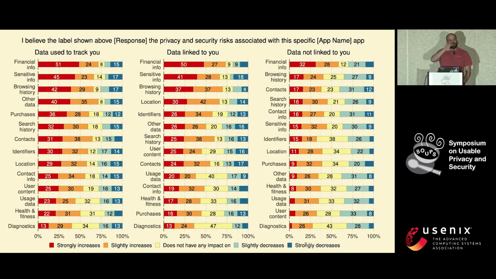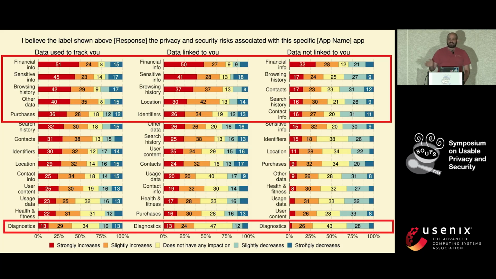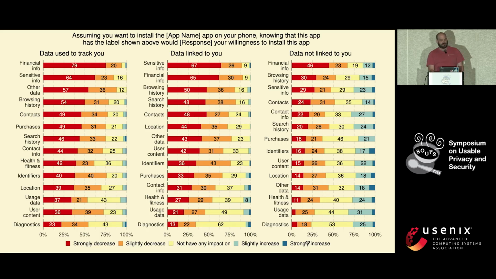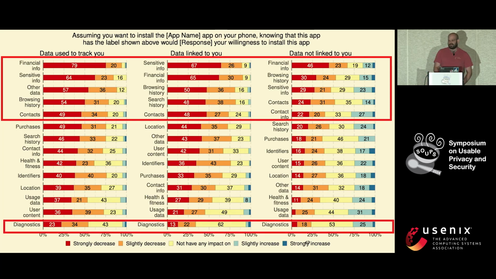So let me give it to you in slightly different terms. If you look at the top of this, these are the things that cause some of the largest effect for people's risk perception. It's things that you might expect, like financial information, sensitive info, browsing history, other data, location, identifiers, contact information, search history, while things like diagnostic, which is less understood, which is kind of ironic, cause less concern, because diagnostic data feels somewhat more natural for an app to collect if you don't even know what that data is. And we saw very similar effects for willingness to install. Again, financial information, sensitive info, other data, browsing history were the things that had some of the most impact, and again, at the bottom, diagnostic information.